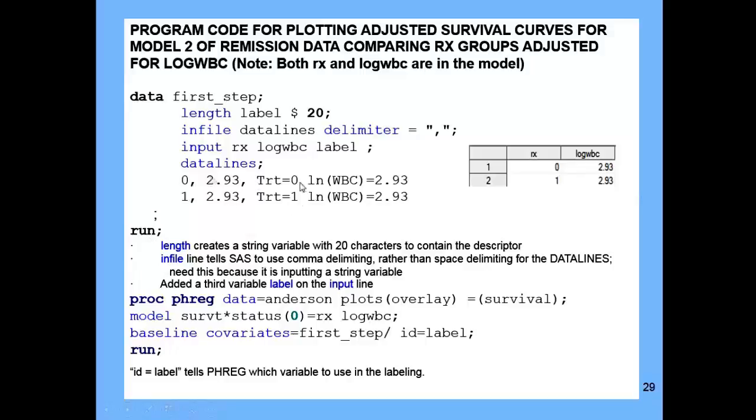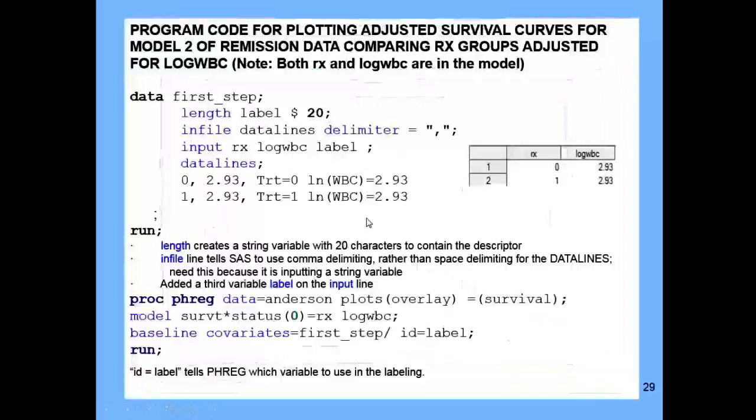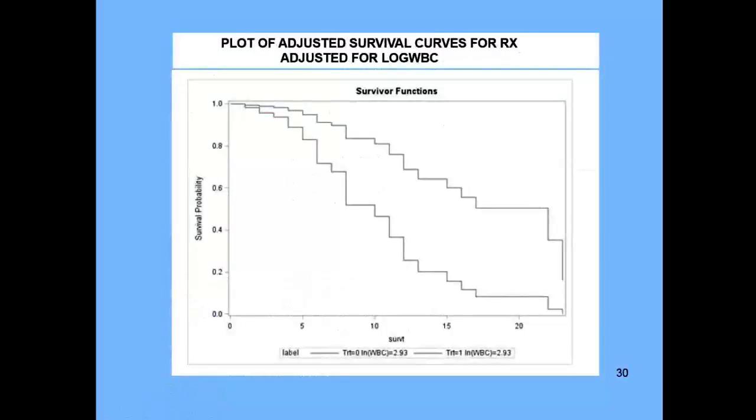And the third part of the step, which is defining a variable called label, is basically telling the computer how, when you plot it, it's going to be labeled in the plot. In fact, if you notice the picture on the next slide is what came out of this. Notice at the bottom of the picture, you see where it says treatment equals 0, log white blood cell 2.93, treatment equal to 1, log white blood cell equal to 2.93? Those are the two labels. So by putting this here, I'm telling SAS to label things this way, so I know what I'm getting when I actually get the output.